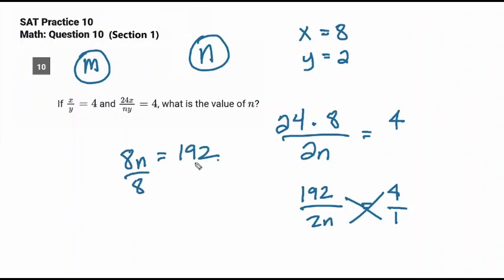What do you do now? Divide both sides by 8. Do it on your calculator. And guys, it's 24. And it doesn't matter what numbers you plug in, as long as you plug in numbers that fit the rules, you're going to get 24. It's awesome. Plug in, get it right, move on.